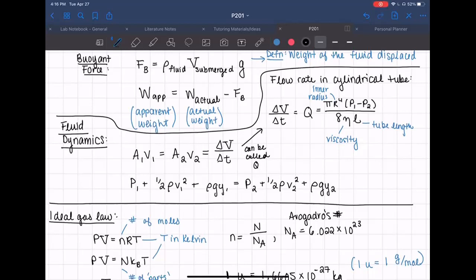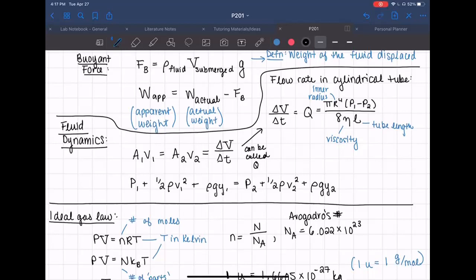I kind of just wrote all my little notes, like that capital R is going to be the inner radius of the tube. That lowercase l is the tube length, and then that eta is viscosity, which would be something inherent to the liquid in that tube.